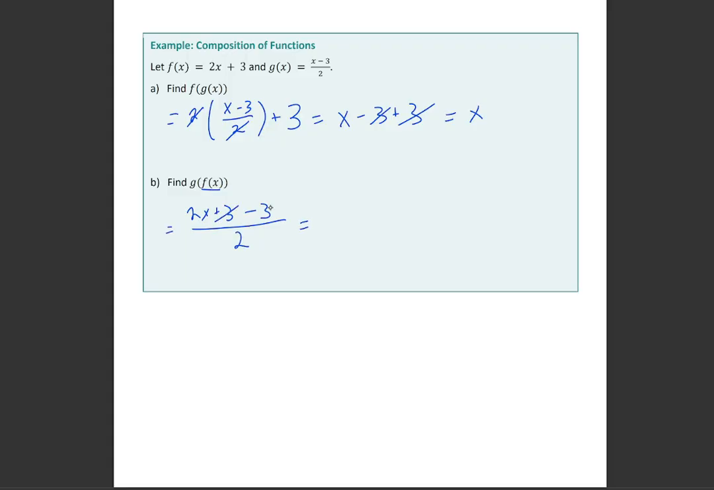So then, of course, my plus 3 and minus 3 cancel in this example, and I have 2x divided by 2, and the 2's, of course, cancel, and again, I have just x. So these two happen to equal the same thing, and they reduced all the way down to x. And that's because f and g are actually what we call inverses of each other, and that's the kind of example that we're going to be focusing on in section 5.1.